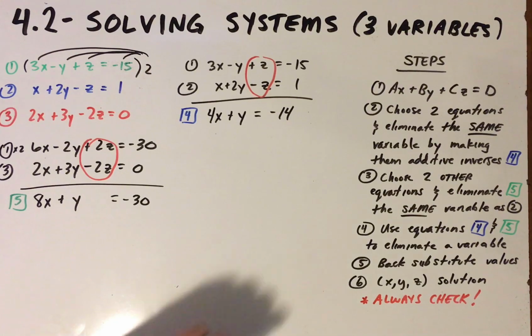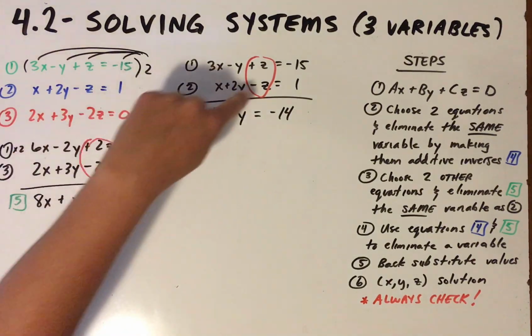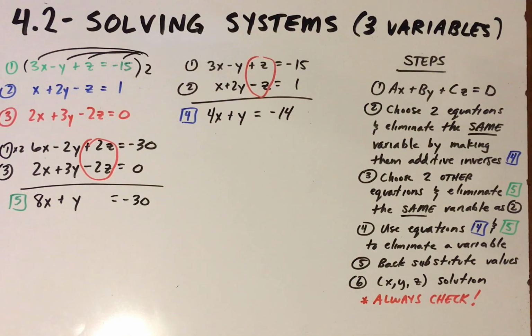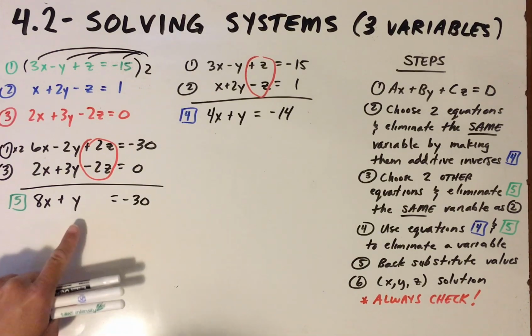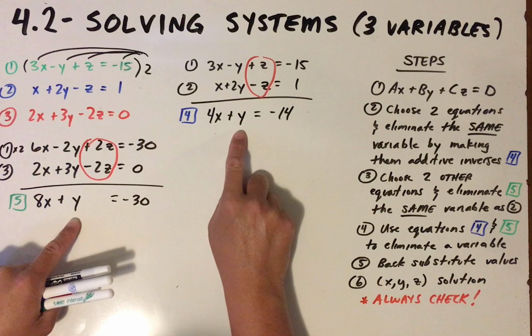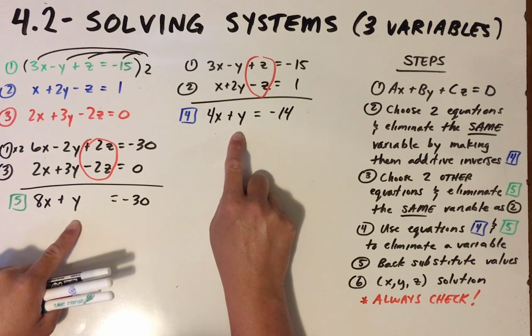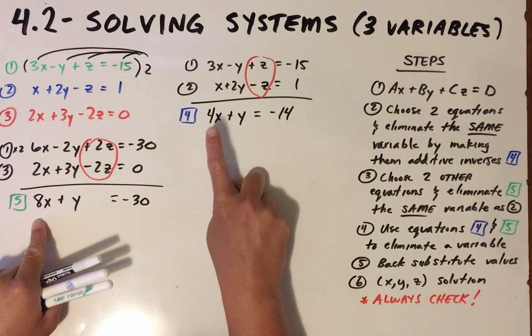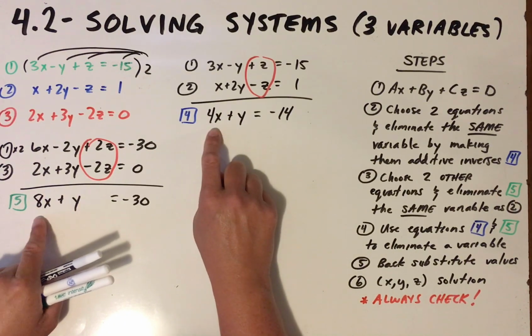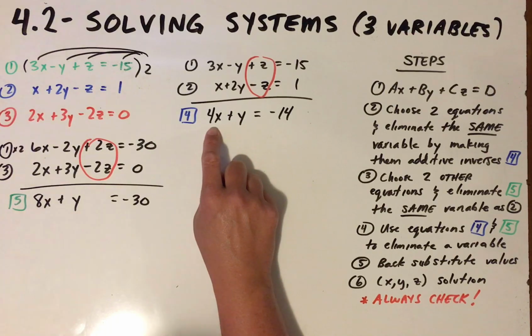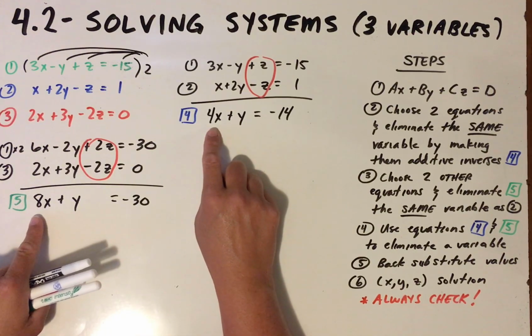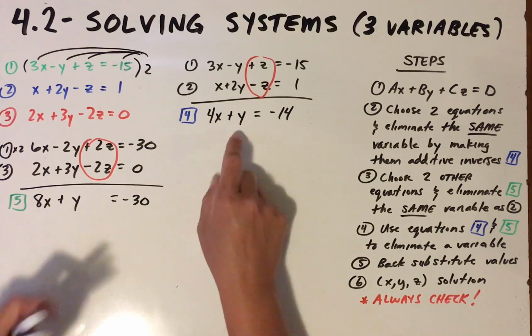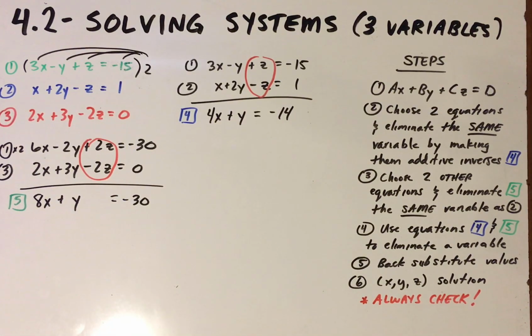So now I chose two other equations and eliminated the same variable as I did in step 2. Okay, now I'm going to use equations 4 and 5. So this is where what we did yesterday, or last time in 4.1, comes in. I'm going to eliminate a variable. So right here, I've got a positive y. Right here, I've got a positive y. So I just have to multiply one of these equations by -1 to make these opposites. Here, I'd have to multiply this equation by a -2 to make it the opposite of 8. So if I wanted to choose to eliminate x's, then I would have to multiply by a -2 here, or a -1. So I'm just going to multiply equation 4 by a -1.